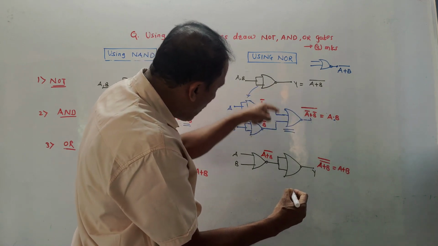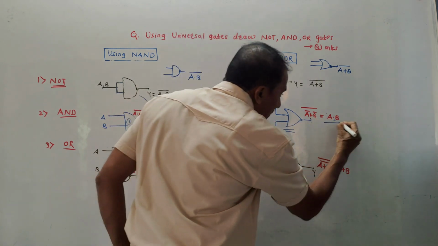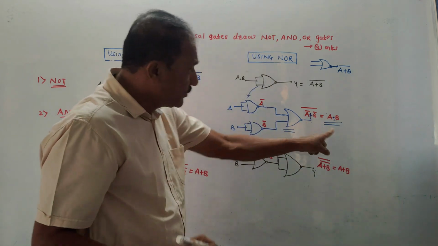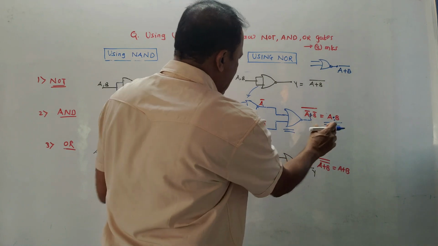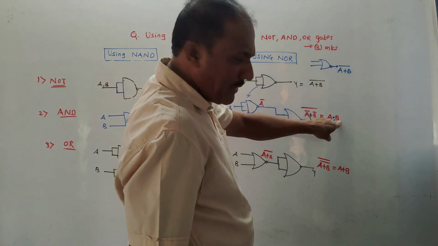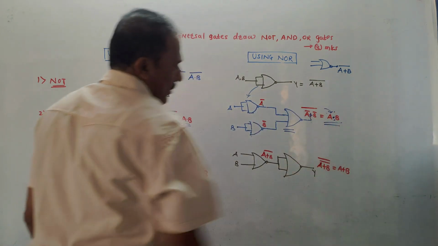Because it is a NOR gate, the output becomes A dot B. Now, how come this is A dot B? Why is this plus sign changed into a multiplication sign? We will learn this while studying De Morgan's theorem. Presently just remember, we are generating an AND gate, so the output should be A dot B. That's what we are generating using this diagram. I will explain it while studying De Morgan's theorem.